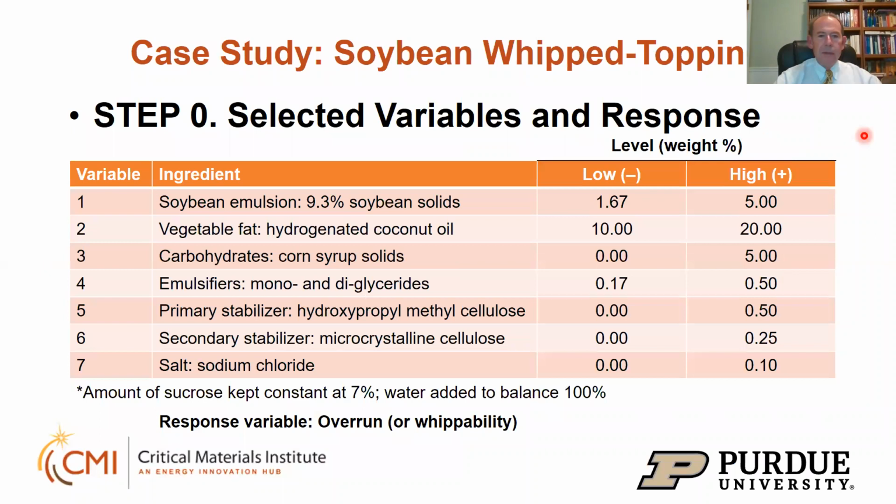And as I promised, we're looking at a delicious example of soybean whip topping, a non-dairy topping. The response in this case is the whippability. It's how fluffy this overall topping gets. You can see that there are 5 variables to be considered in this experiment. Lots of delicious variables that we're looking at.